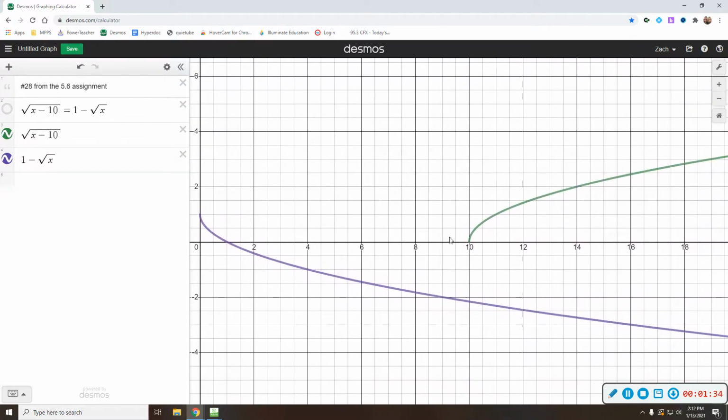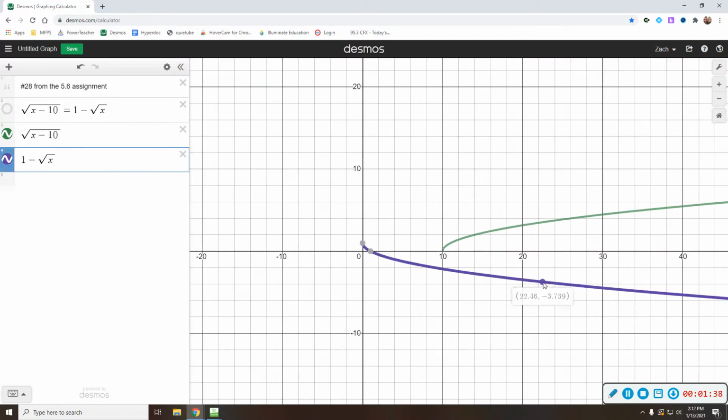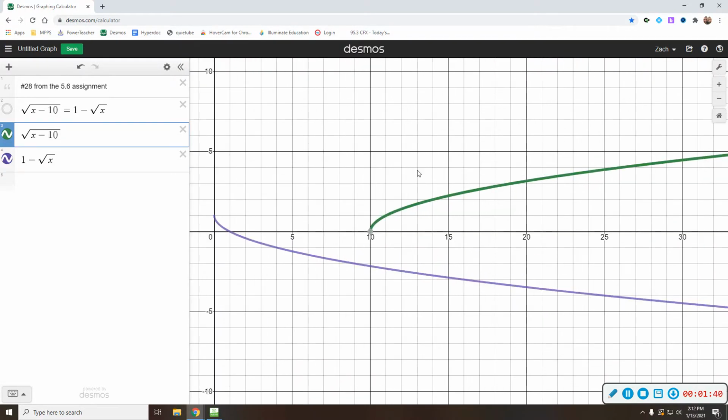All right, and so what we can see from the graph is that there is no intersection here. The purple graph is going away from the green. The green is going away from the purple. So there's no intersection here. So the solution to this one would be that there is no solution, which is possible.